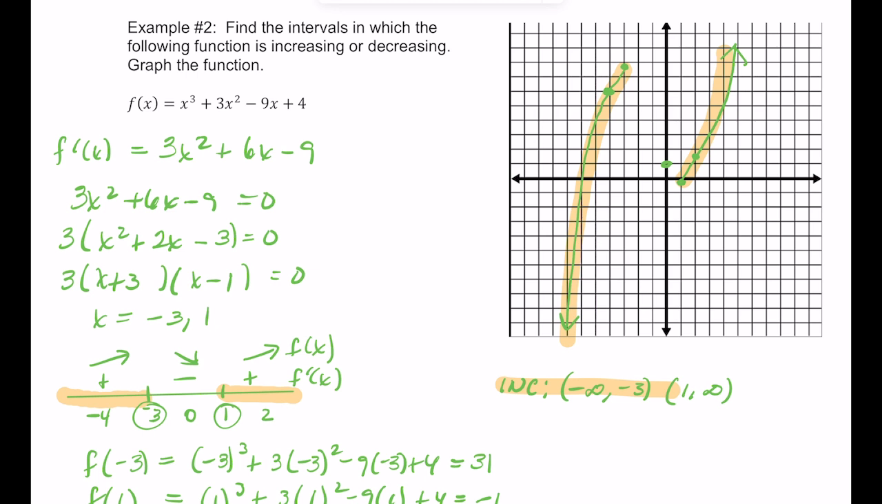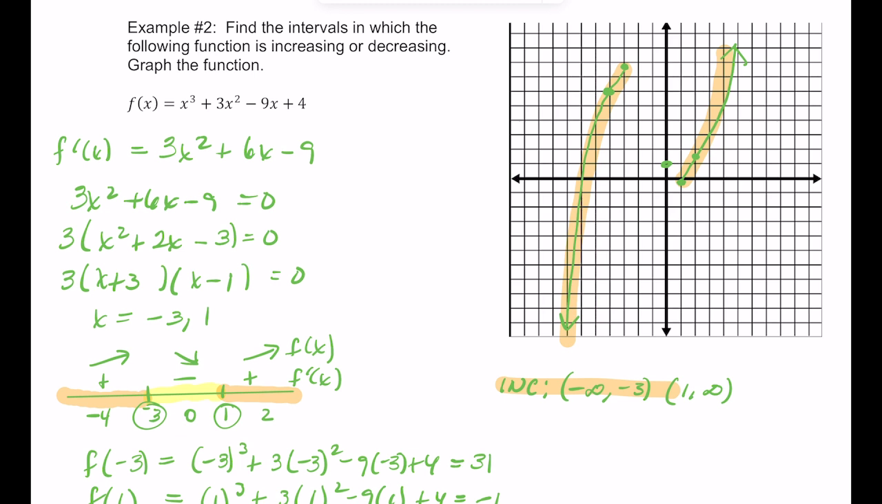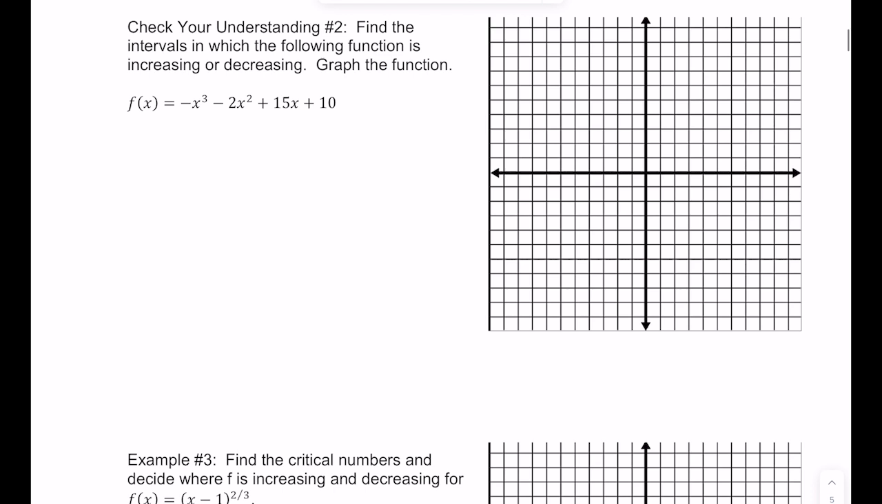Now it's decreasing from -3 to 1. So I know that the graph is going to be decreasing in here, right? So I can connect it now. And that is a rough shape of what your graph would look like. You can try pausing the video and then practice the next problem on your own, and then unpause when you're ready to go over it.